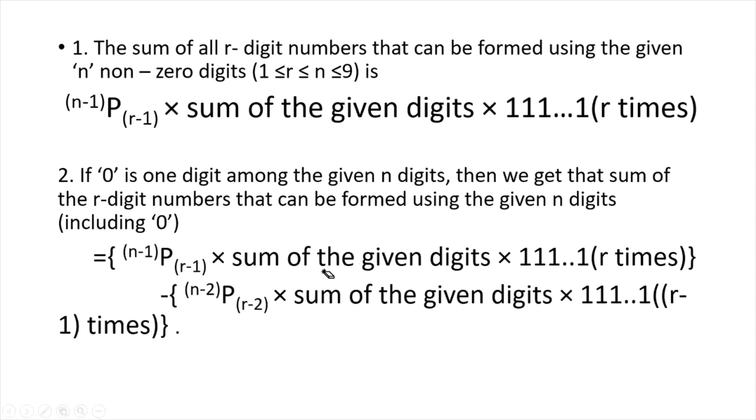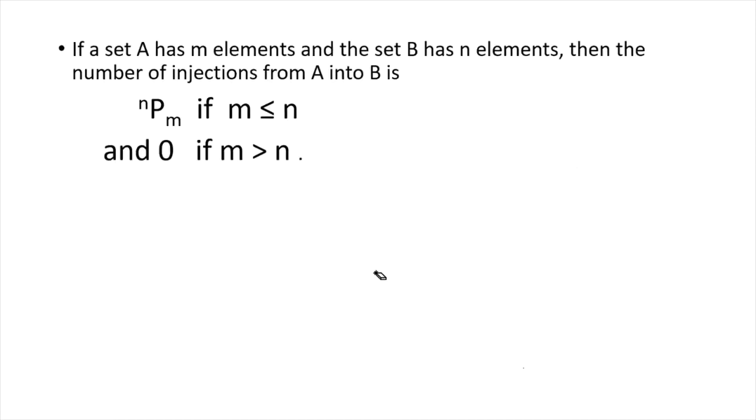Depending upon the digits, we will use the first formula or we will use the second formula. We will use the first formula if 0 is not there in the given digits. We will use the second formula if 0 is there in the given digits.